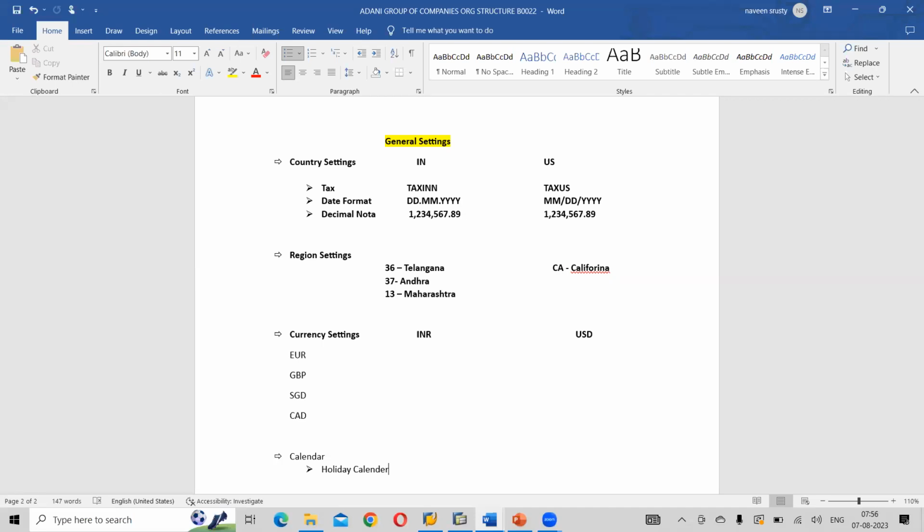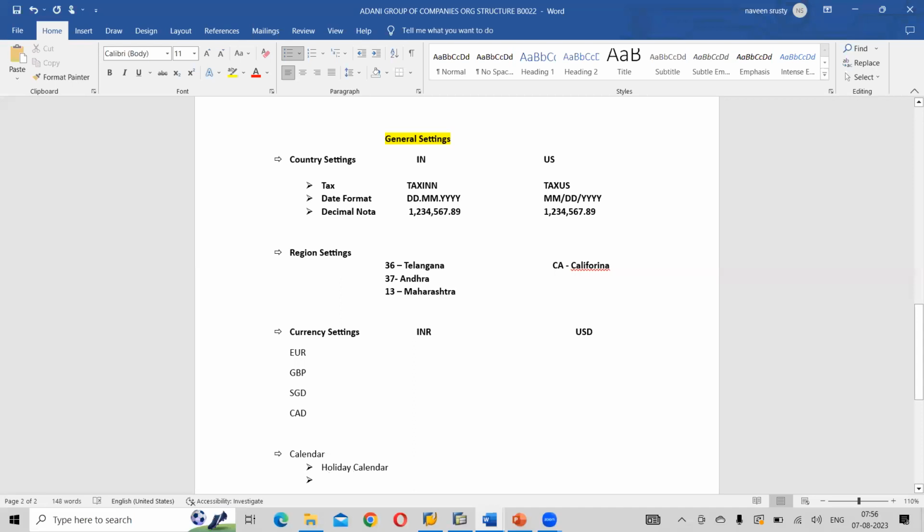Next, we have the holiday calendar. This is for the office. Next one, factory calendar. That is nothing but your plant calendar. These are the general settings we need to take care of. I'll show all these settings. For the holiday calendar, if my office is in India, then I need to follow Indian holidays. And if my organization is in the US, I need to follow US. Just write it down.